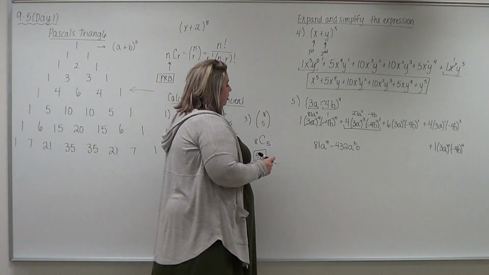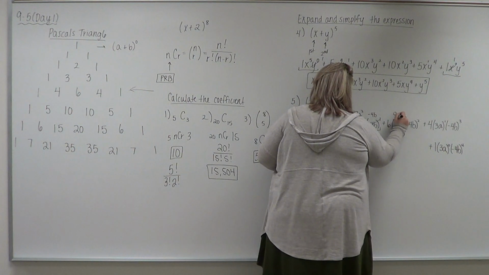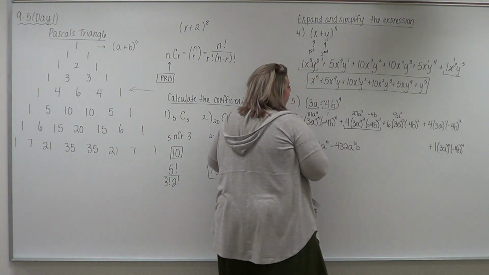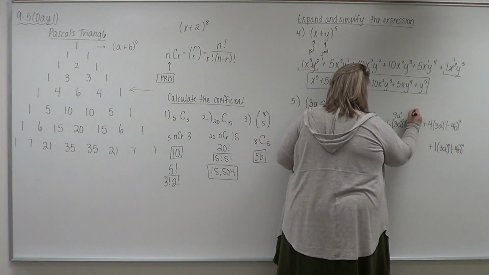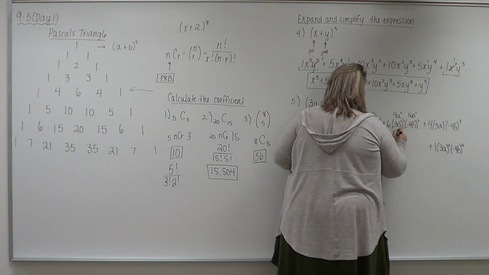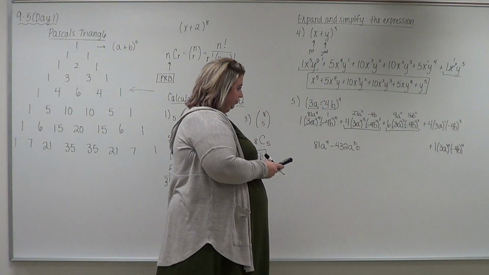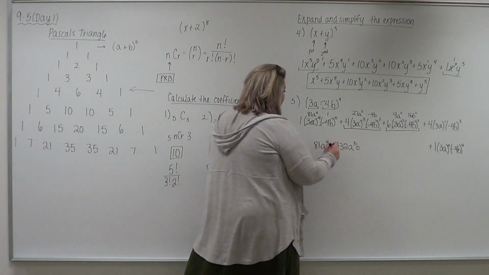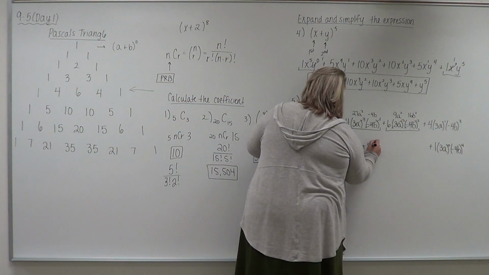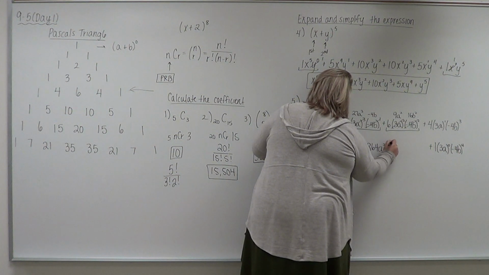Okay, if I go to my next term, 3a both to the second, so it'd be 9a squared, and then negative 4b to the second, well negative 4 squared is 16, b squared is b squared, so now I'm going to multiply those all together. So 6 times 9 times 16, this is positive 864a squared b squared.